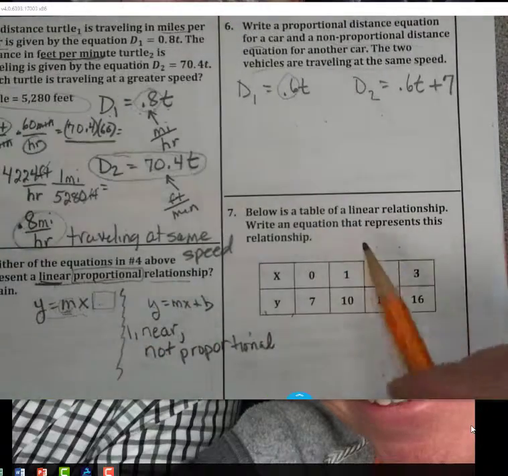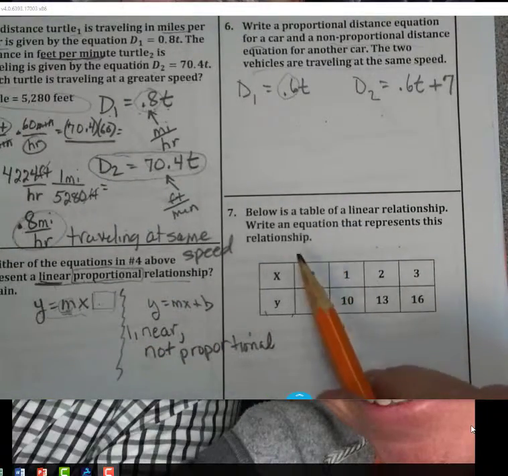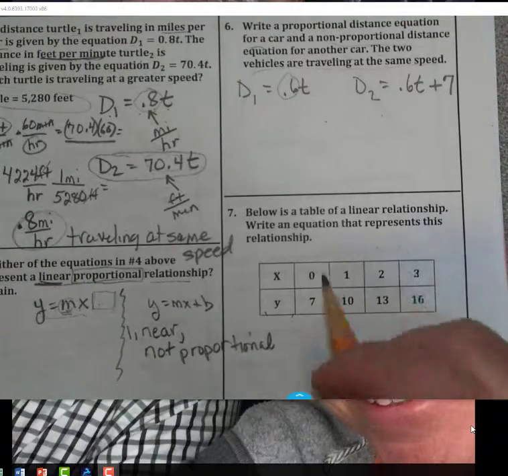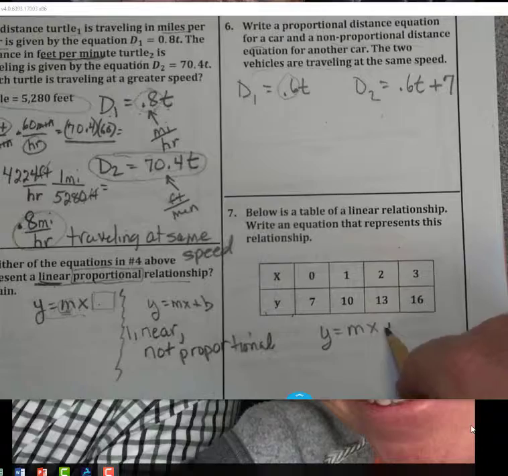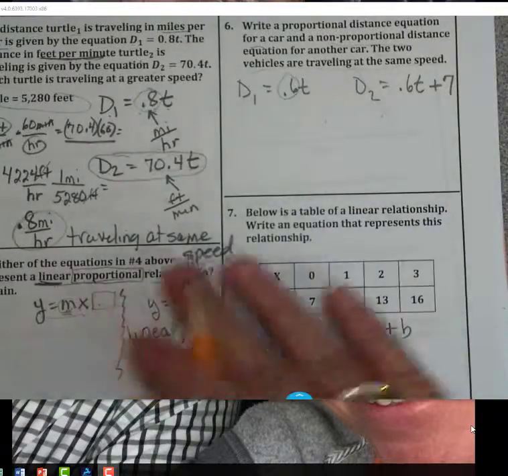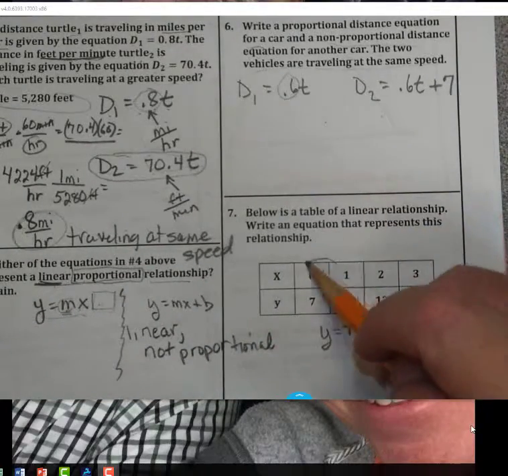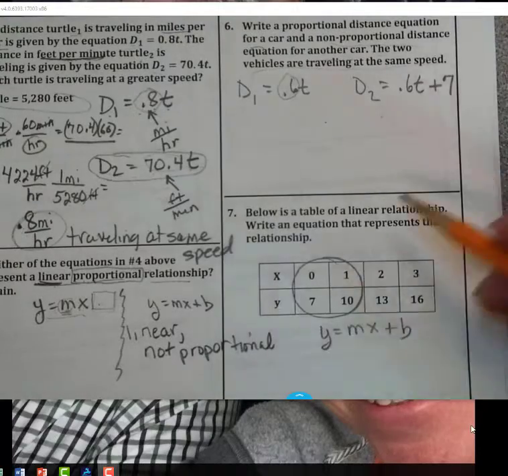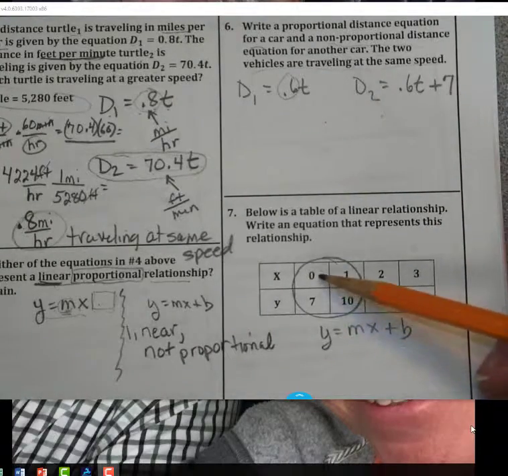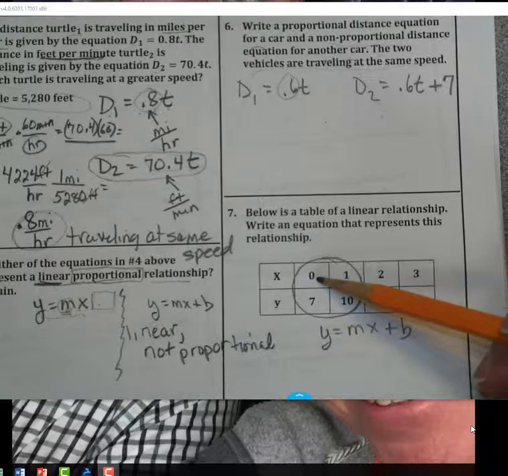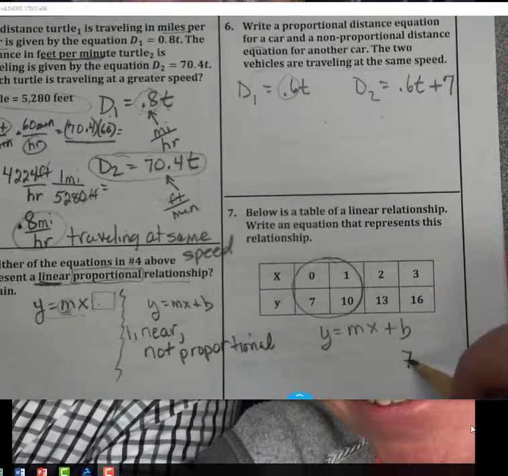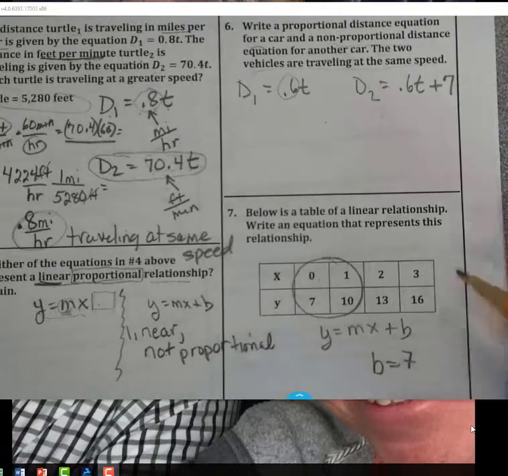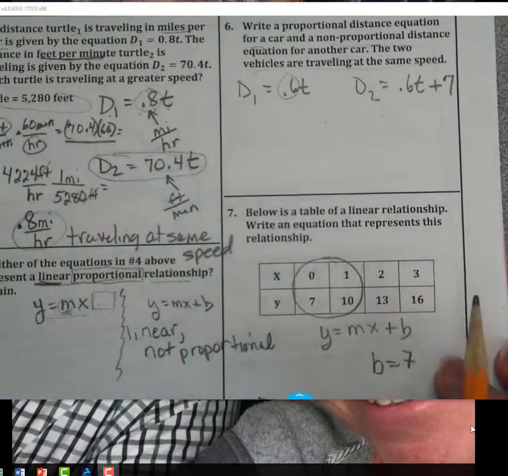Below is a table of a linear relationship. Write the equation that represents the relationship. They're just asking you to write y equals mx plus b. I have to figure out what the slope is, and I have to figure out what the y-intercept is. Well, the y-intercept this time is super easy because I have x equals 0, so the y-intercept is going to be 7. Right? b is going to be equal to 7. But I have to figure out what the slope is.